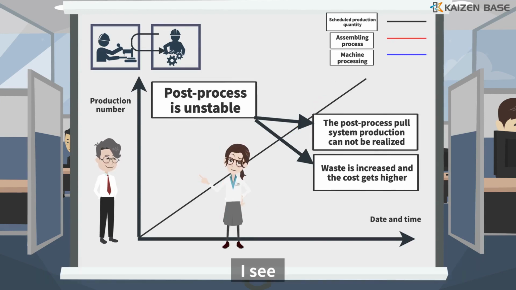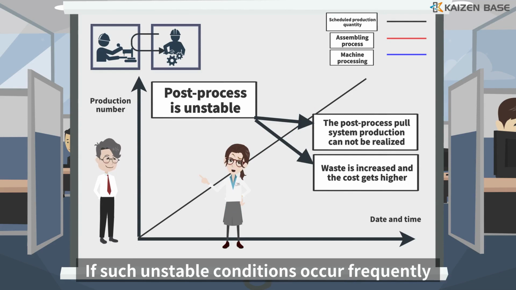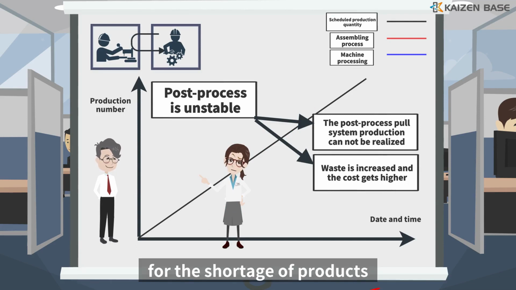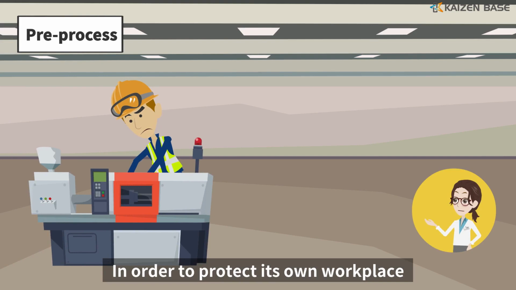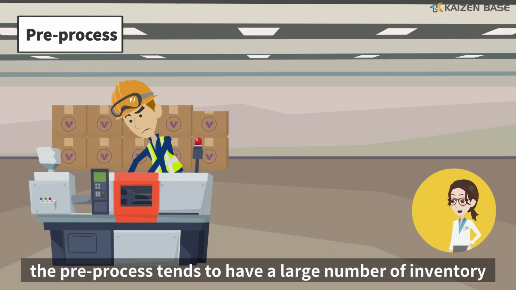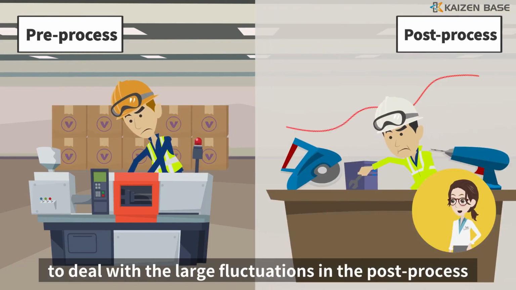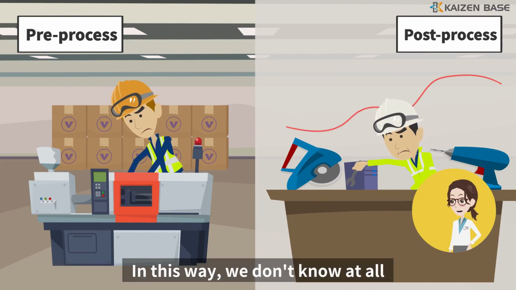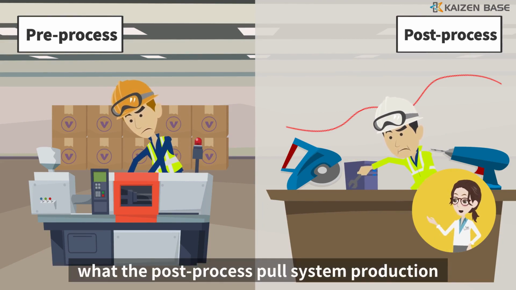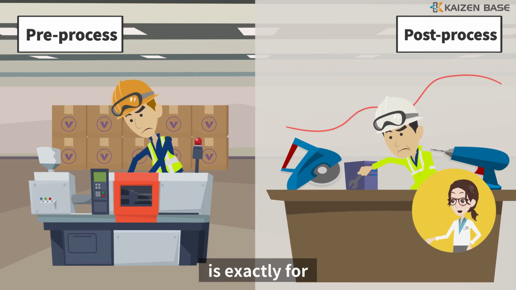I see. If such unstable conditions occur frequently and the pre-process continues to be blamed for the shortage of products, it seems that the exact opposite of the ideal situation will happen. In order to protect its own workplace, the pre-process tends to have a large number of inventory to deal with the large fluctuations in the post-process. In this way, we don't know at all what the post-process pull system production is exactly for.